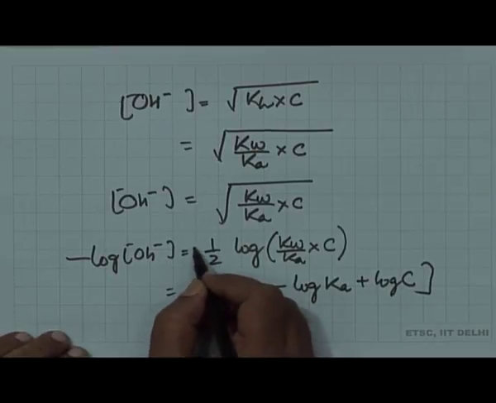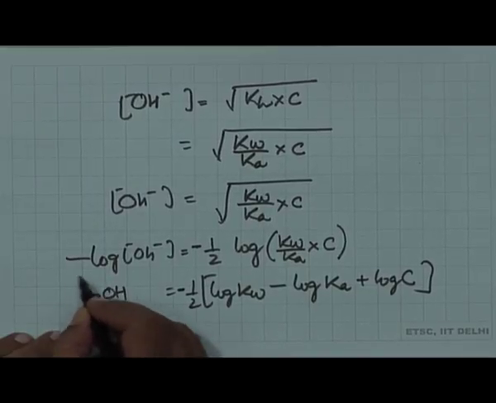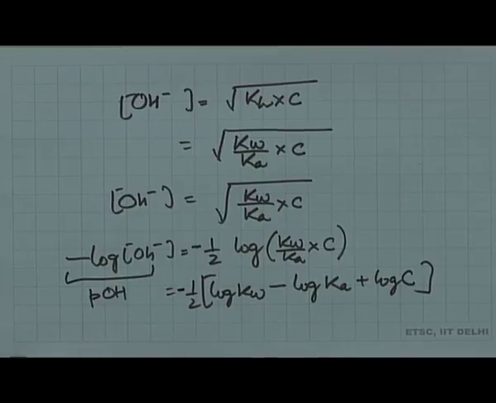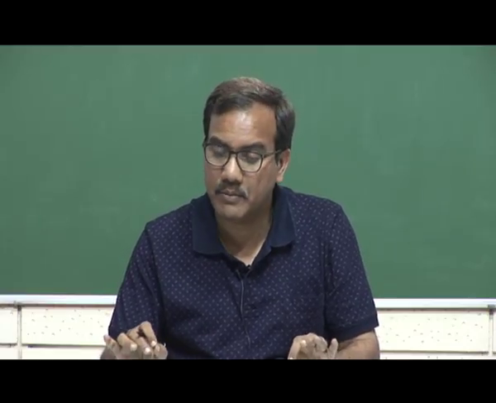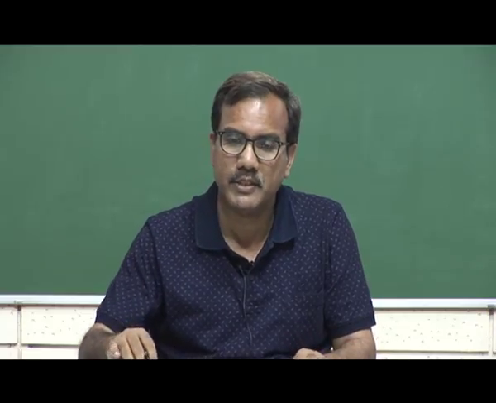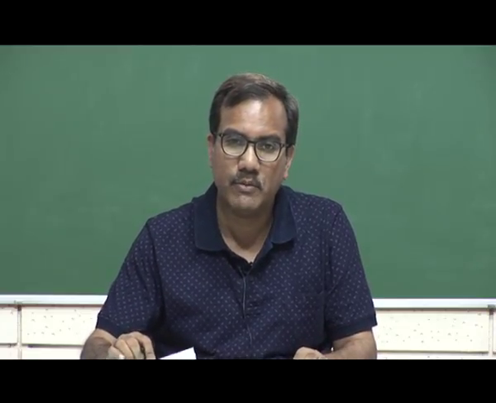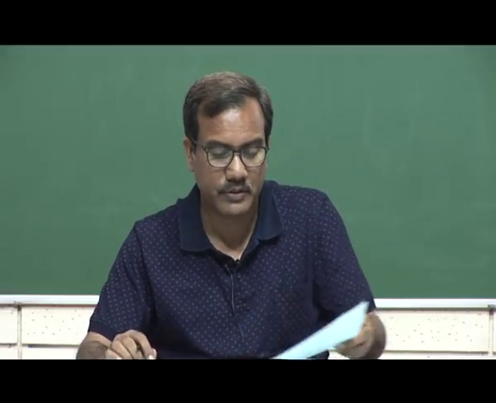This is with the minus sign. So, let us put minus sign here. And so, pOH will be minus log OH minus. And from this equation, we can calculate what will be the pOH of the solution. And since pOH plus pH is equal to 14, you will be able to calculate the pH of the solution.